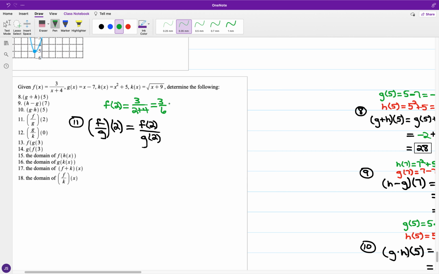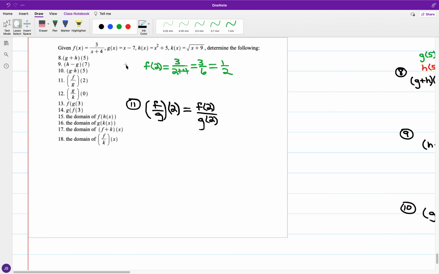So that's going to be 3/6, and in turn 3/6 is reducible to 1/2. And for what we have regarding g of 2, g of 2 we have equal to 2 minus 7. And 2 minus 7 is equal to -5.